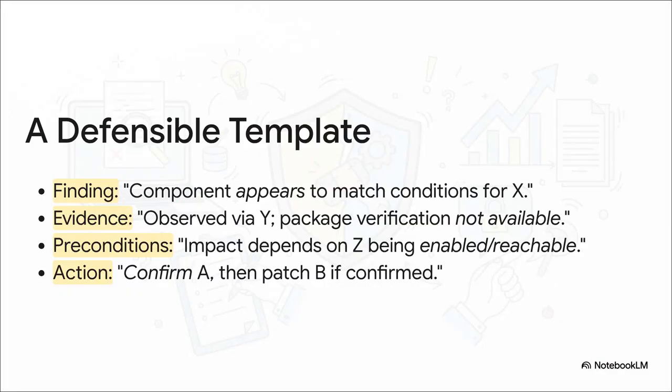This template is basically your secret weapon because it answers the two questions every engineer is thinking before they even ask. How do you know? And so what do you want me to do? Using careful phrases like appears to match and explicitly saying when verification isn't available isn't a sign of weakness, it's a sign of professional precision.